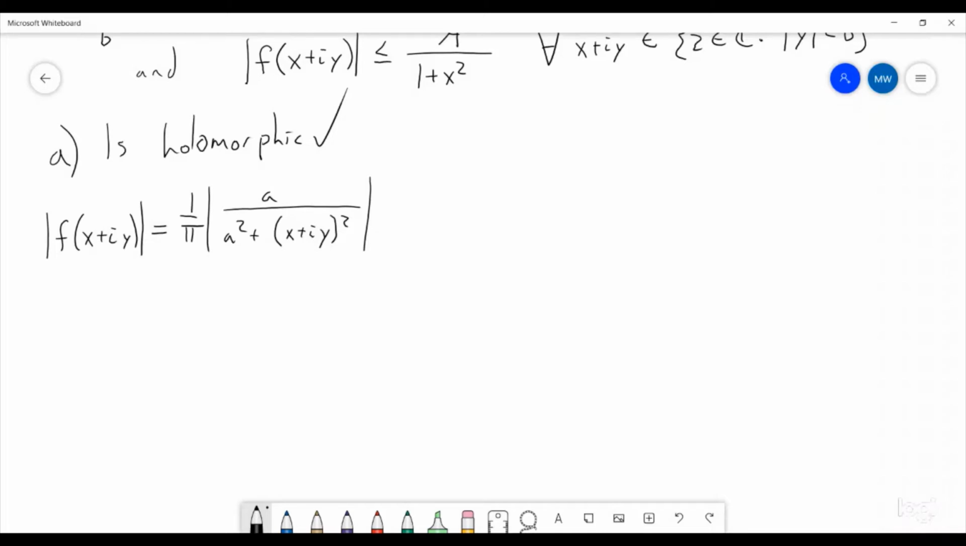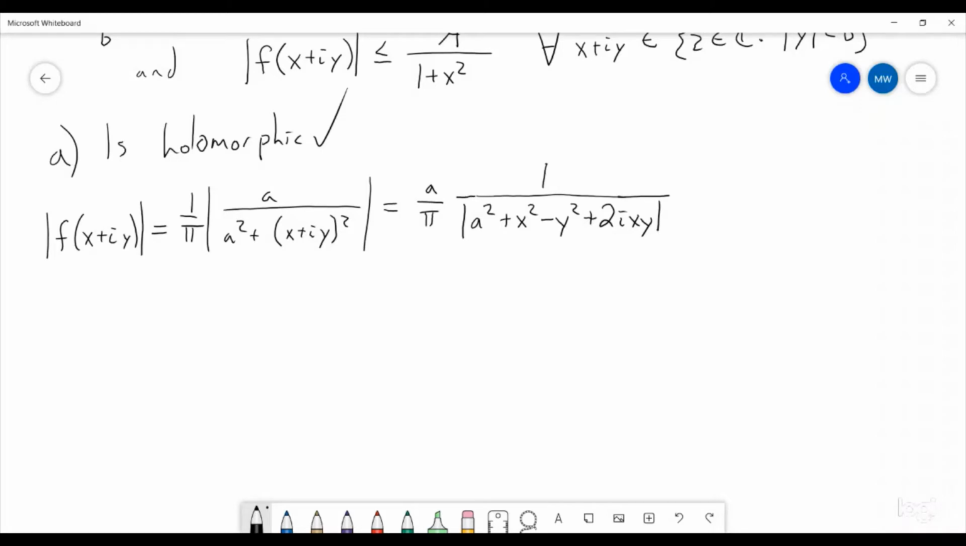And so what we are going to have is this is equal to a over pi, because a is bigger than 0, times the modulus of 1 over a squared plus x plus iy squared. Actually, we can rewrite that because the modulus of 1 over something is just 1 over the modulus of the bottom. And let's expand out the x plus iy squared piece. That's going to be a squared plus x squared minus y squared plus 2ixy.